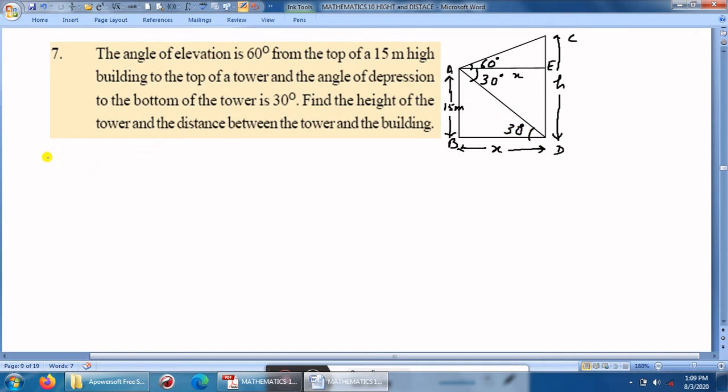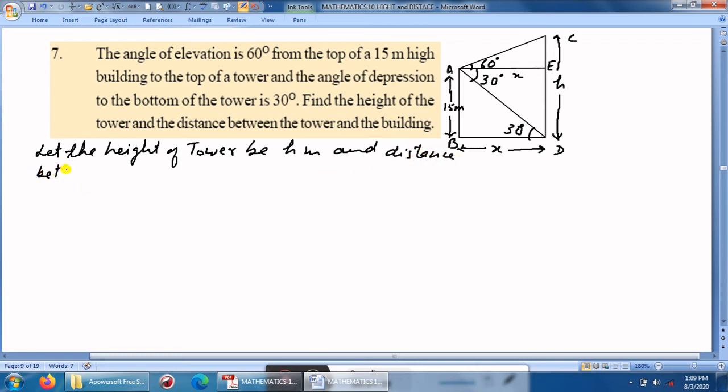Now let the height of tower be h meter, and distance between building and tower be x meter.